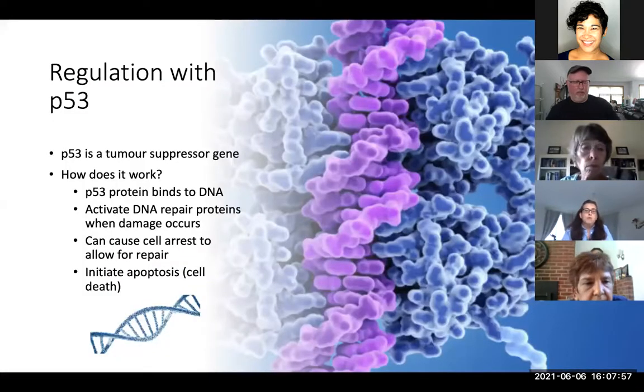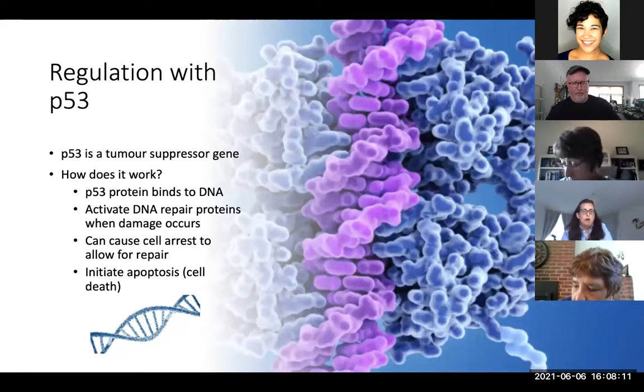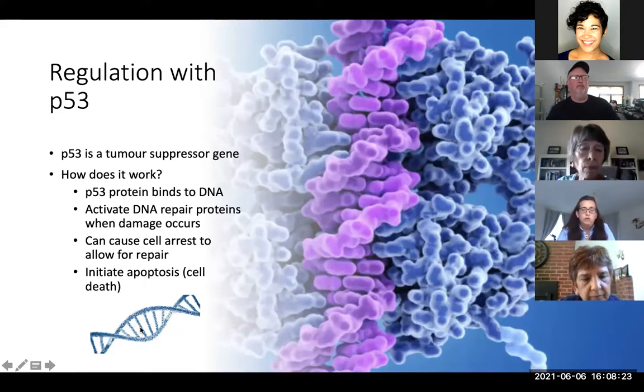One of the most well-known regulators, where you can have a mutation, is called p53. This p53 is a tumor suppressor gene. What it does is it binds to the DNA, and as you can see, there's this little tiny picture. We all know that helix of the DNA, and that this is our genetic makeup. This is just to remind you what that looks like.